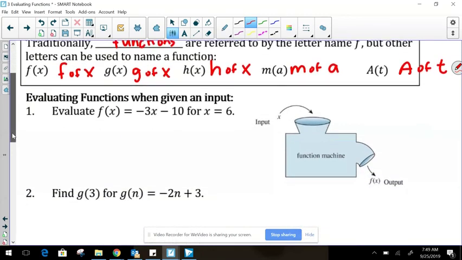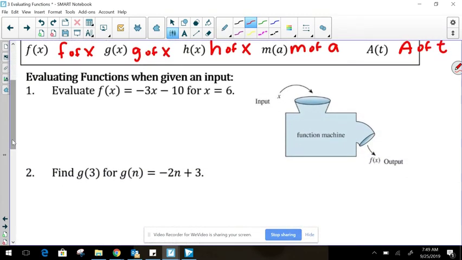All right, so let's try evaluating when given an input. The input we see here from this little diagram is the x value. That's what's being plugged in to this side of the equation. When I plug it in, I'm left with my output or the y value. So output, or f of x, is the same thing as y. All right, so we have our first problem here.